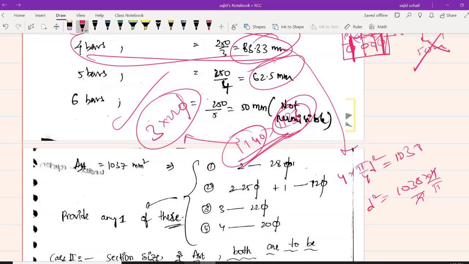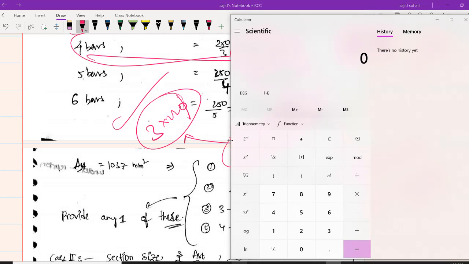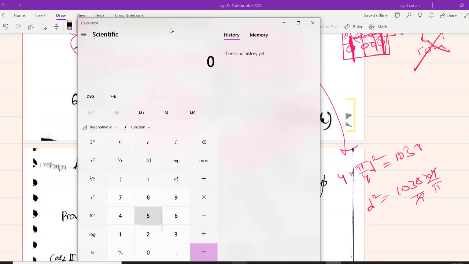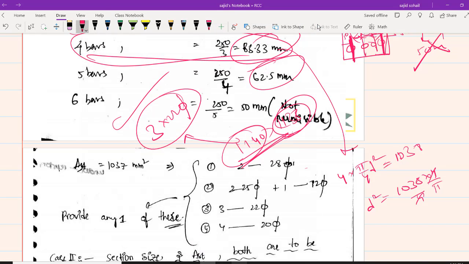So let us cross check. Let us open our calculator. 1038 divided by pi, how much will it come? 330. So if I am not wrong, 18 square is 324 something, right? So we need diameter greater than 18, because 18 square is 324. If you take diameter 18, it falls short. So obviously you have to go for something greater than 18. You can keep it as 20.